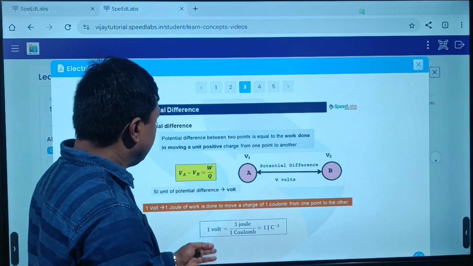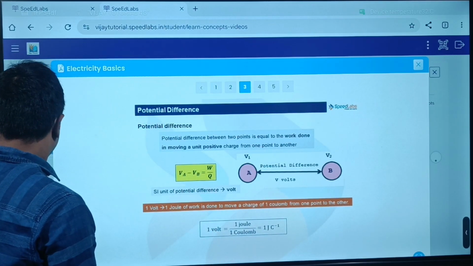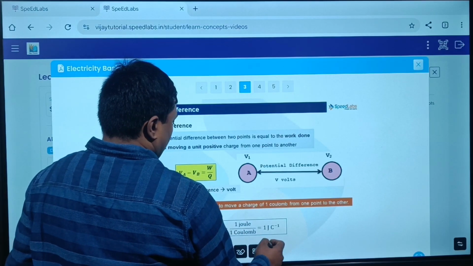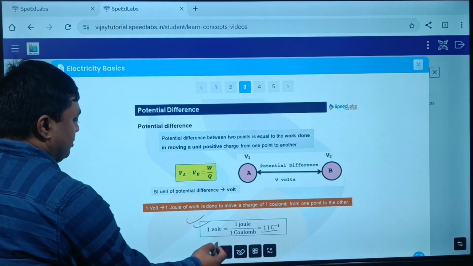Potential difference, just now here, 1 volt we can see, 1 volt is equal to 1 joule by 1 coulomb. So 1 joule per coulomb is nothing but 1 volt.